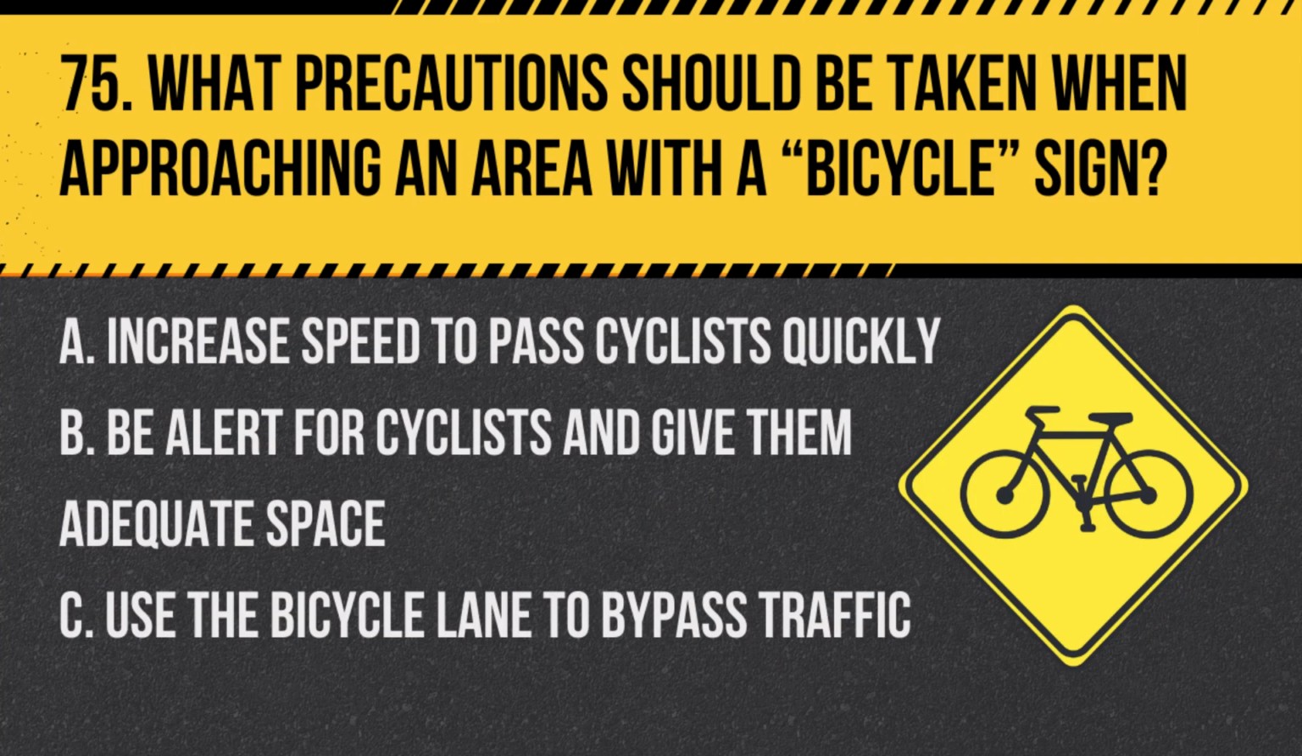Question 75. What precautions should be taken when approaching an area with a bicycle sign? A. Increase speed to pass cyclists quickly. B. Be alert for cyclists and give them adequate space. C. Use the bicycle lane to bypass traffic. Answer B. Be alert for cyclists and give them adequate space. When approaching an area with a bicycle sign, watch for cyclists and ensure they have enough room on the road.